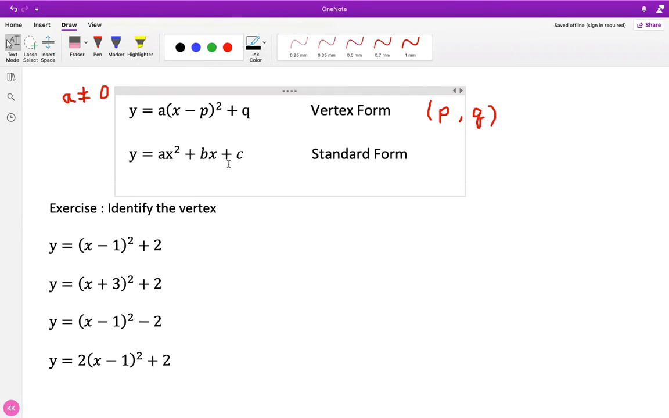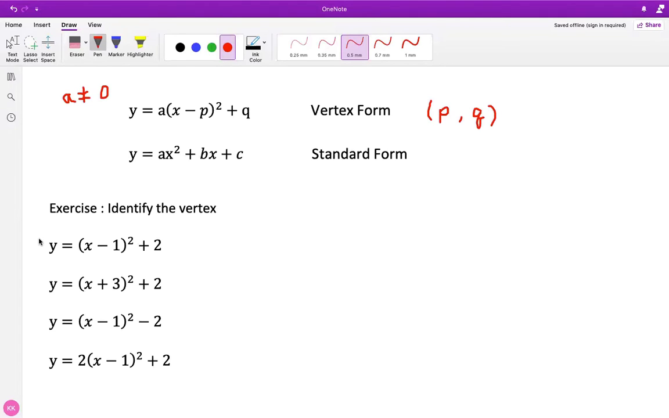So we have figured out the vertex form of the equation y = a(x - p) squared + q. I call this the vertex form because I can locate the vertex: it is (p, q). If I expand these terms, I can get the standard form quadratic function y = ax squared + bx + c. Next, I want to cover these four exercises. We have equations written in vertex form, and I'm going to find the vertex.